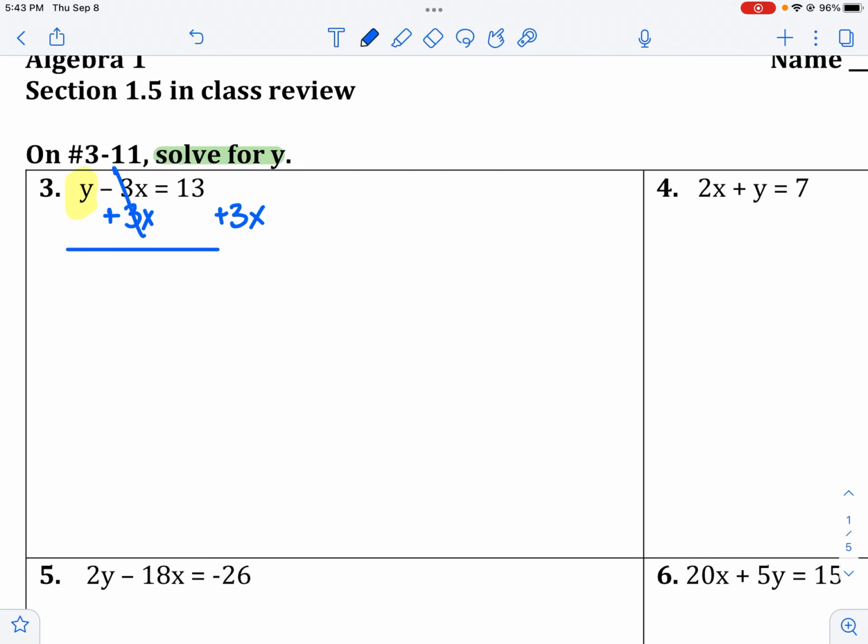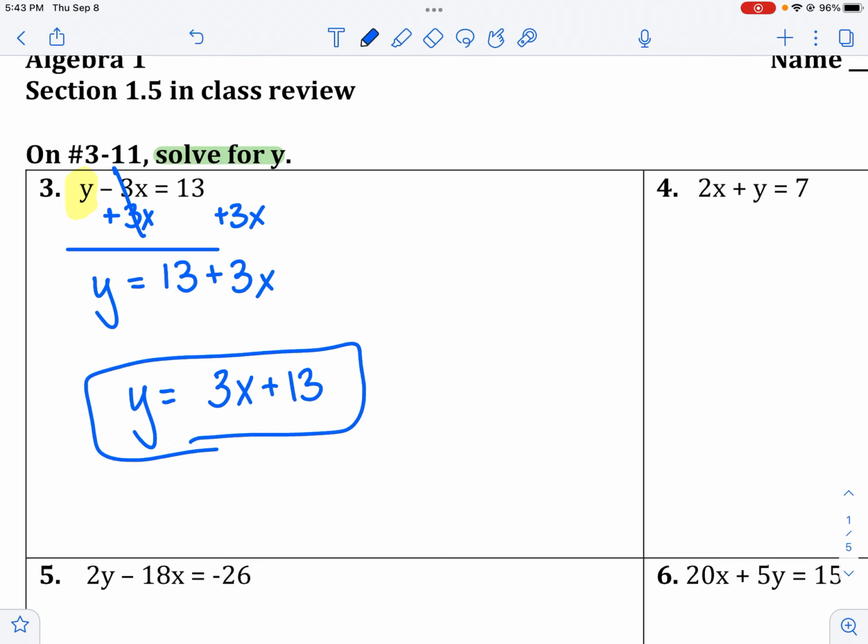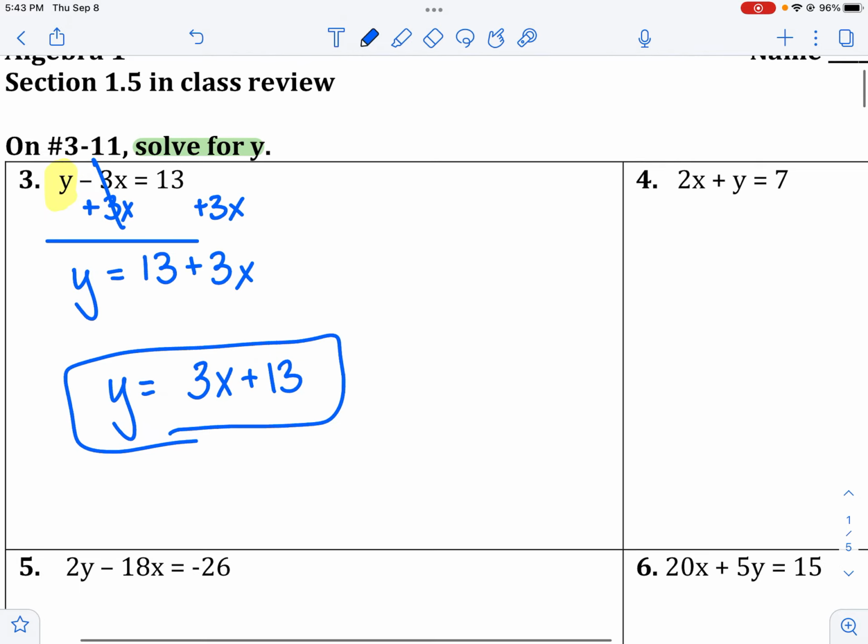So if I cannot combine those, the only thing I can do is write those down next to each other. 13 plus 3x. Now typically we put our variables first before our constants. So I will just rearrange this. I'm going to switch the order here. That was a positive 3x. That was a positive 13, right? And we really don't need that positive symbol there. So my final answer, the only thing I need to do here is to isolate the y, and I get y equals 3x plus 13.